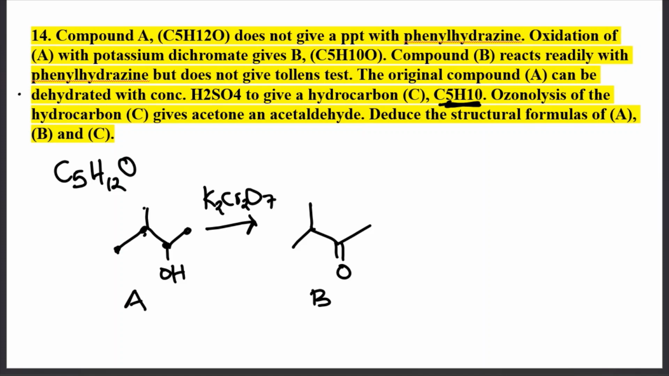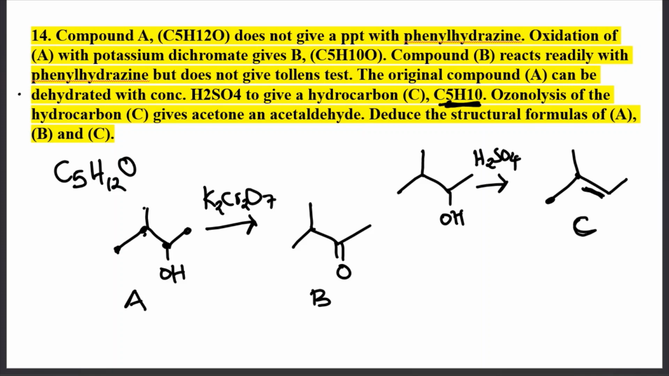So when we get compound A, and then we dehydrate it with sulfuric acid, what we're going to have is an alkene, like this. Because you know that when you react an alcohol with concentrated sulfuric acid, what you are going to have is the conversion of that alcohol into an alkene. So this is compound C.